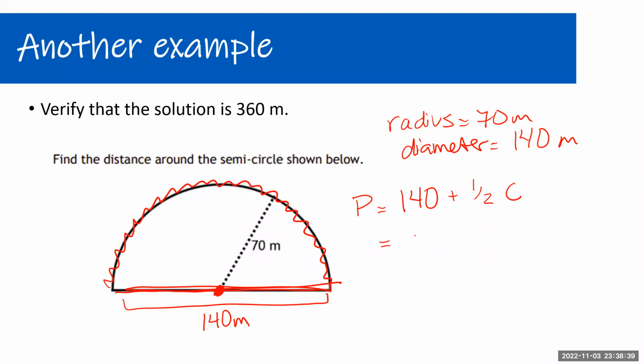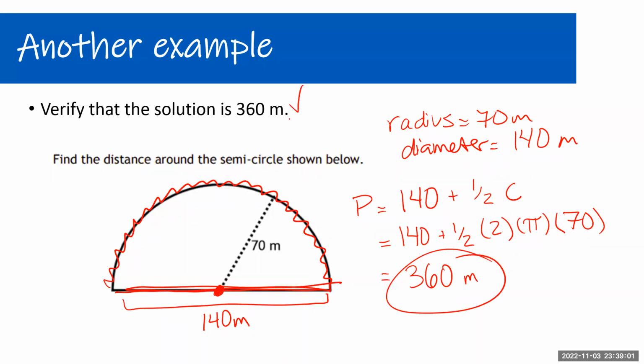So that is going to be 140 plus 1/2 times 2 times pi times r. Our radius is 70, okay? If we plug all of this into our calculator, we're going to get right around 360 meters, which is what the answer told us, okay? Don't make the common mistake here of just finding half of a circumference, because remember, you also have to consider the base that it's sitting on.